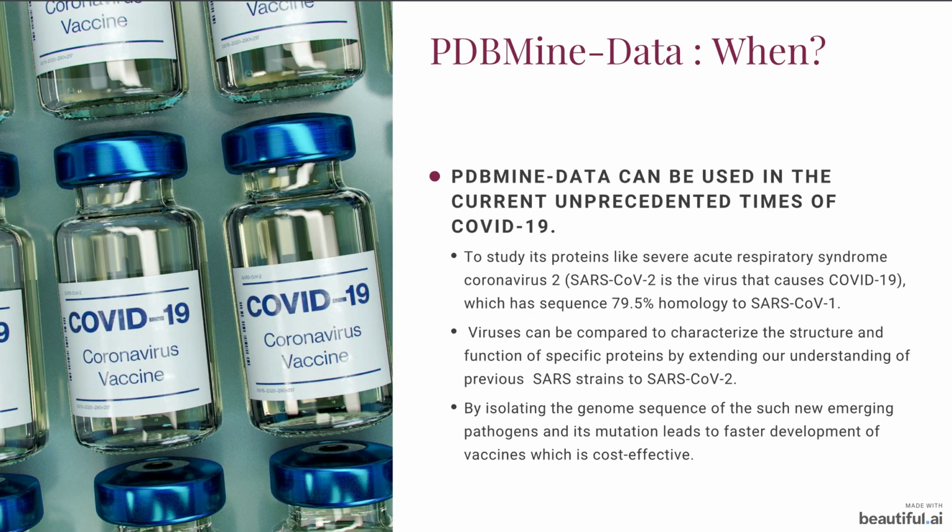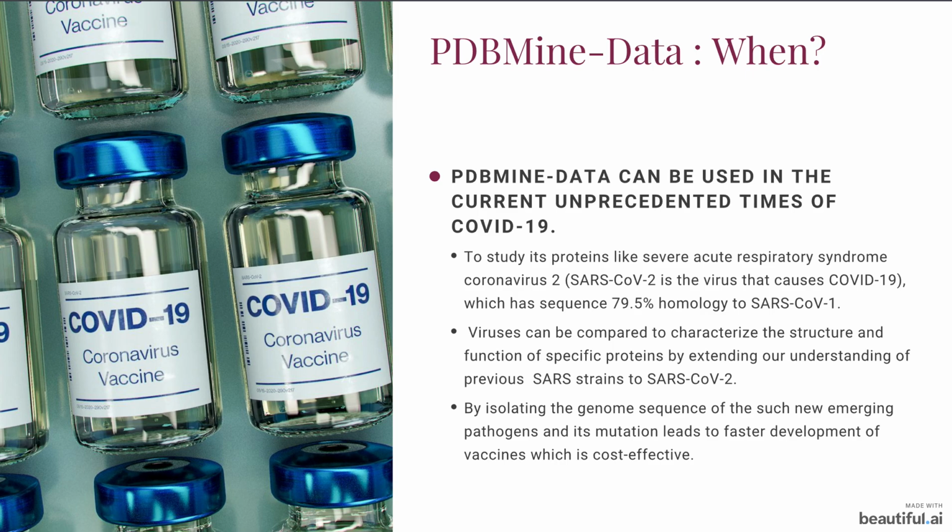When can PDBMine-Data be useful? There are 3 general applications: vaccine development, preventive medicine, and developing effective medication. If there were to be a best time to use it, it would be the current unprecedented times of COVID-19 because of 2 major reasons. One is that we have already seen a SARS pandemic before in the year 2002, and we know now through research that it shares a sequence identity of 79% with COVID-19. That is a very strong point where PDBMine can help out.